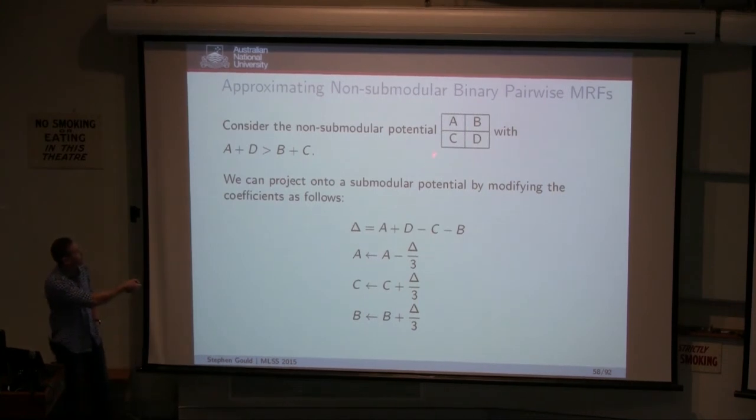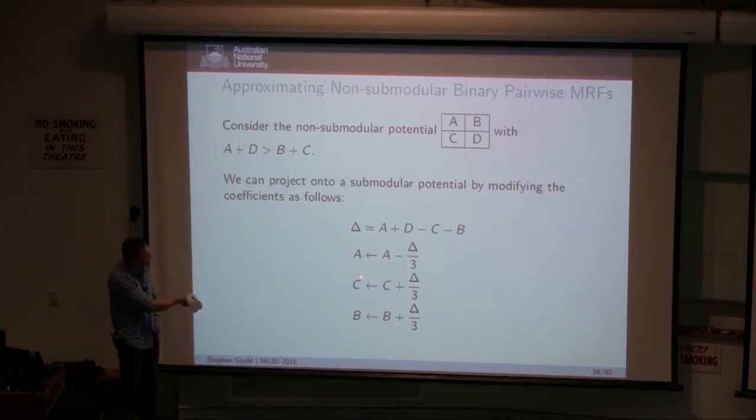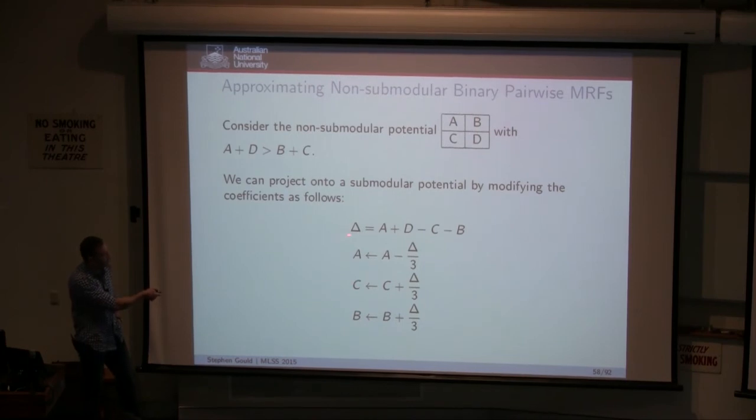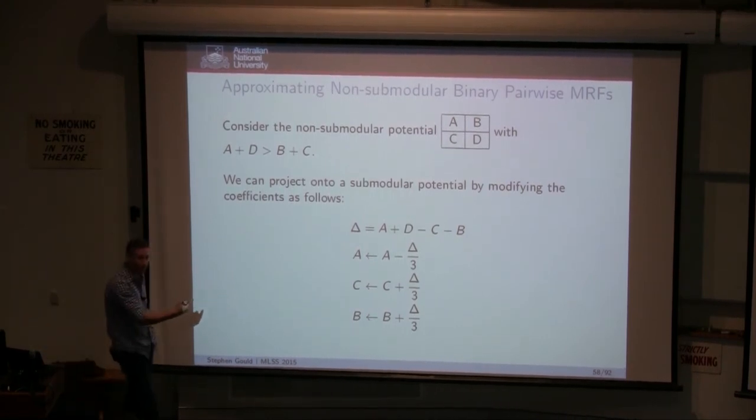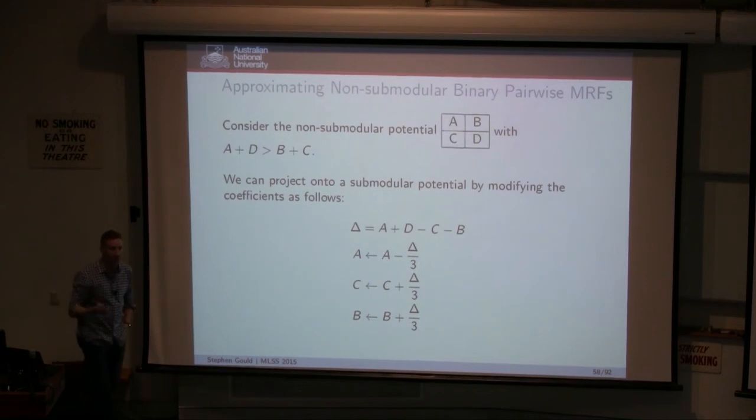The way this is often done is if we have a non-submodular potential, on a previous slide I had alpha, beta, gamma, and delta. Here it's A, B, C, D. If it's non-submodular, it means that we have this condition holding. What I can do is adjust all of the terms, A, B, and C, by this amount delta over 3 to project the pairwise potential onto the space of submodular potentials. And so I'm modifying the terms, but I end up with an energy function that's submodular, and then I can run graph cuts.